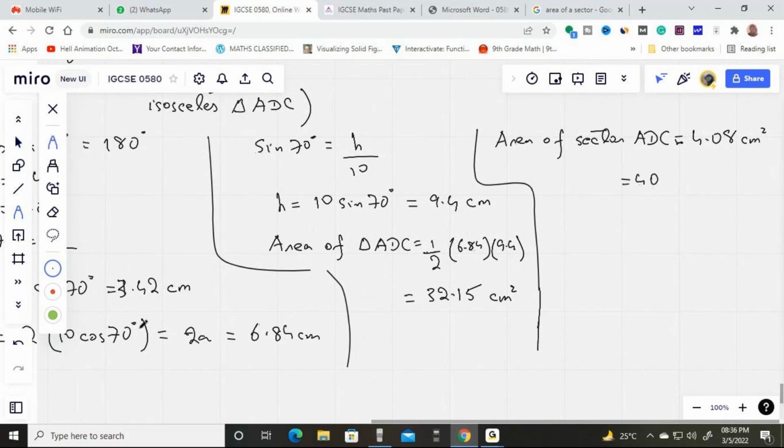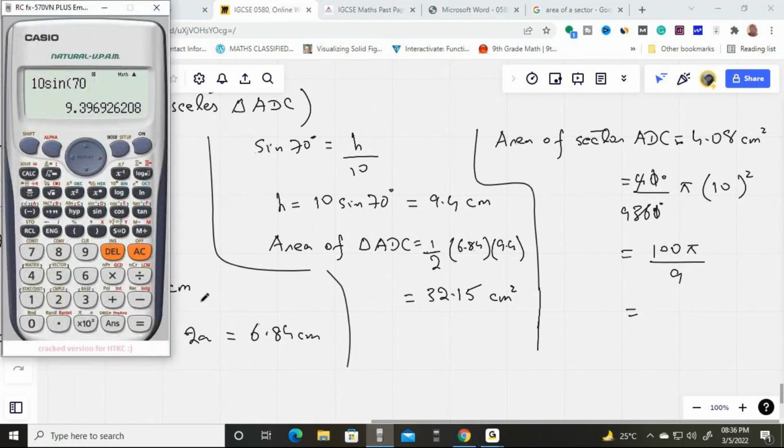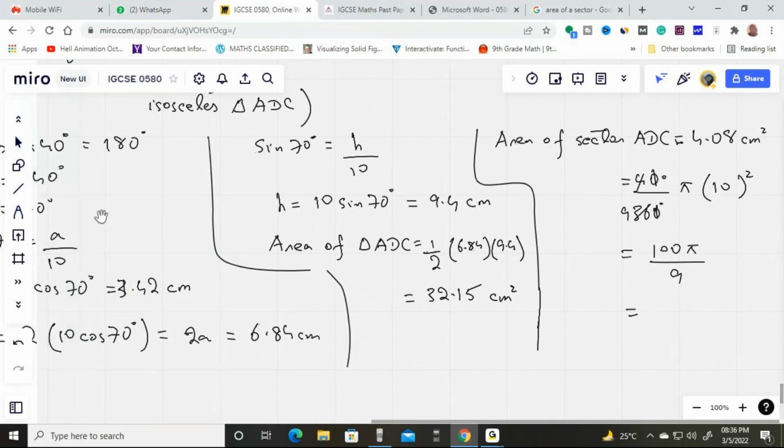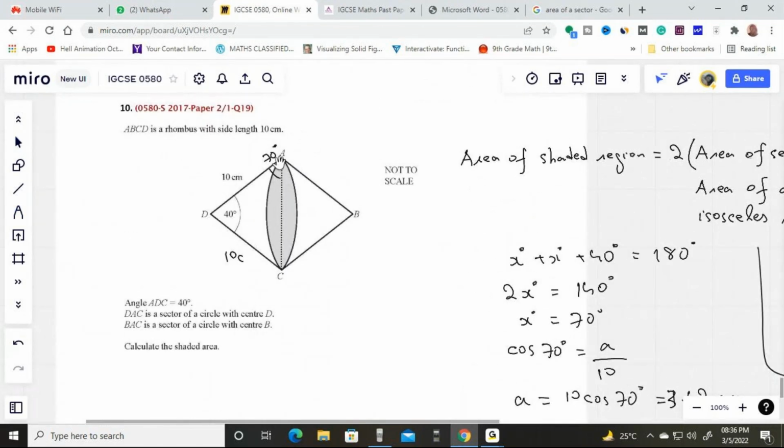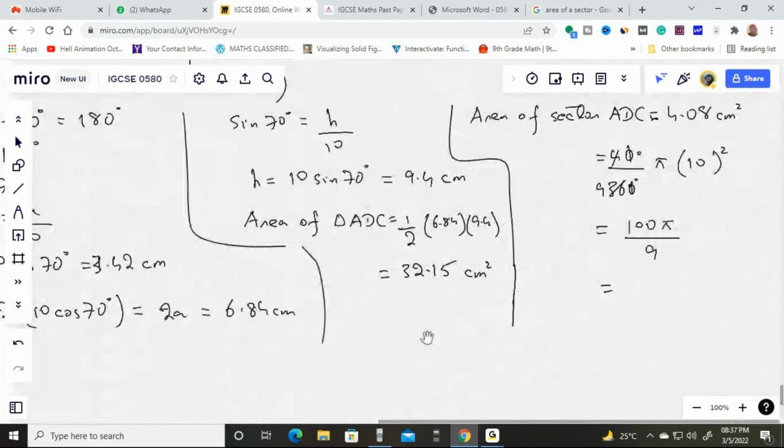I'll do it. 40 by 360 pi r square. So it's 100 pi into 1 by 9. Okay, it's 9. So how is it 4? Miss, wouldn't the radius be 3.4? No, the radius is 10 here. See, the radius is 10 of this sector. We're talking about sector ADC. Oh, okay. I need to find out the area of this sector. Got it? Yeah. So, what is it? 34.9.